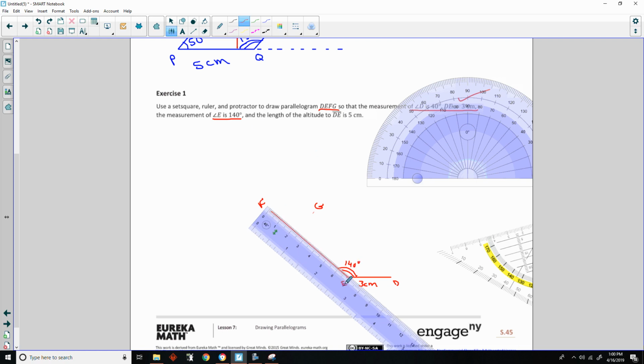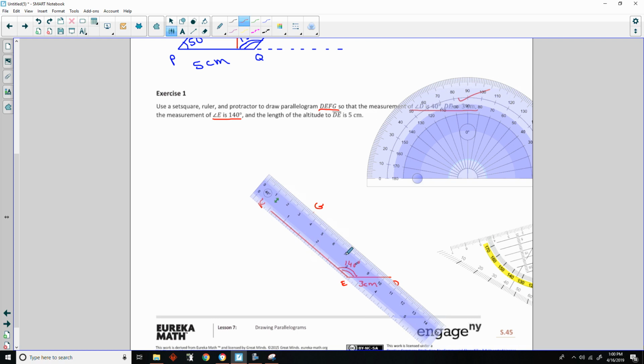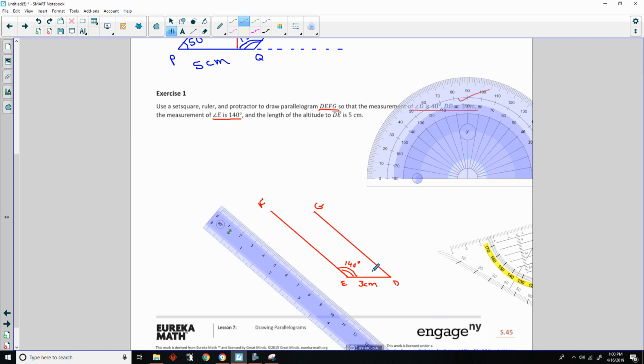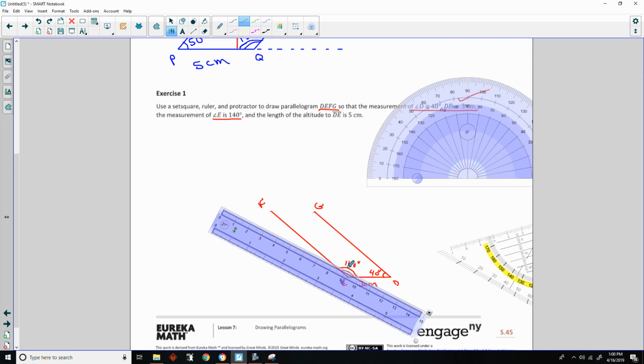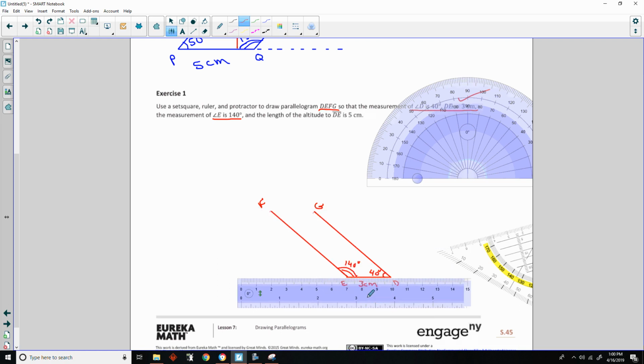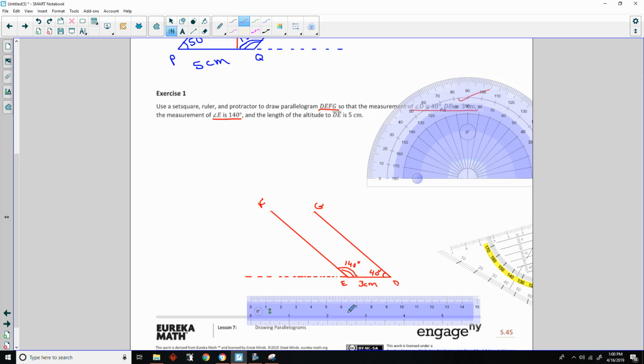Okay, and then I move my ruler over to G, make sure it's going through D, like so. So I know that this is 40 degrees. Okay, so to do an altitude on something like this, I'm now going to extend my DE segment over, like so. So I draw a dotted line here.